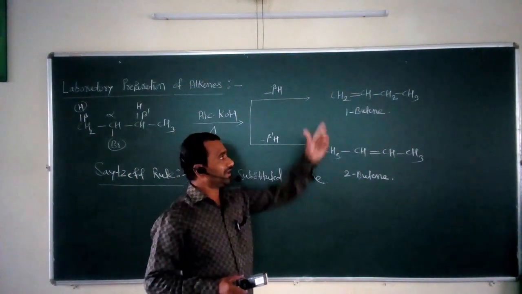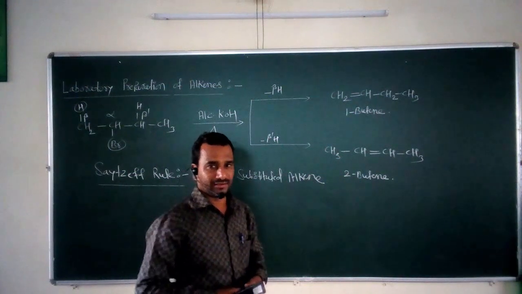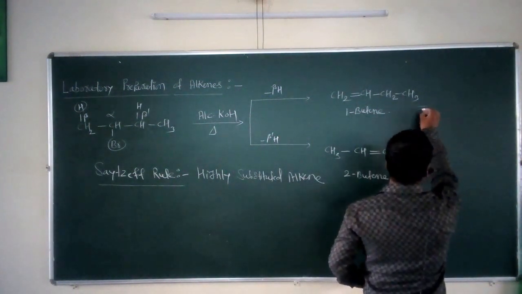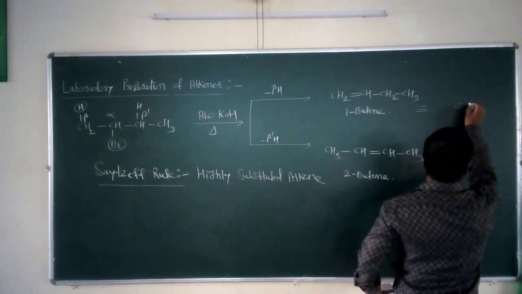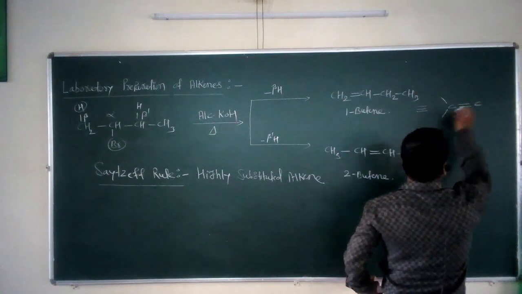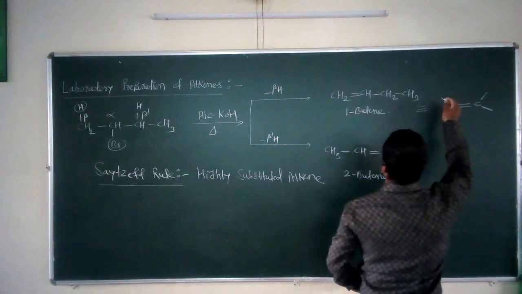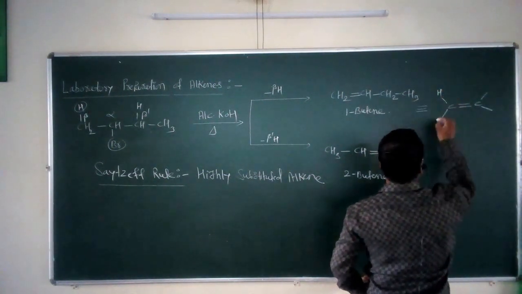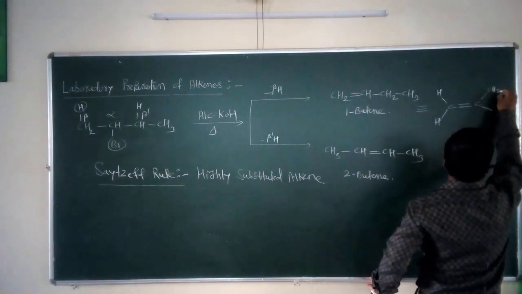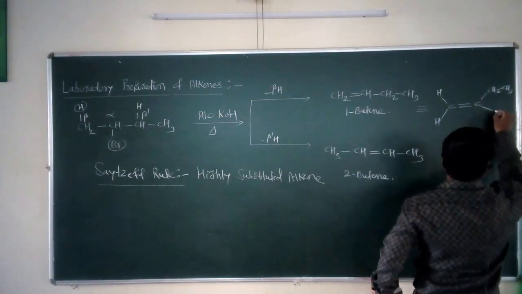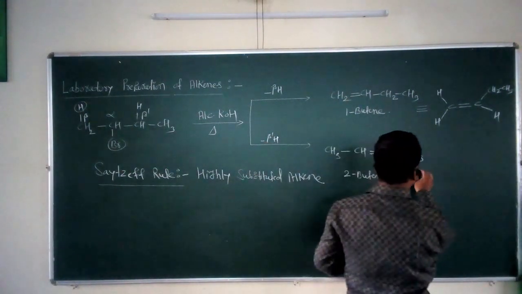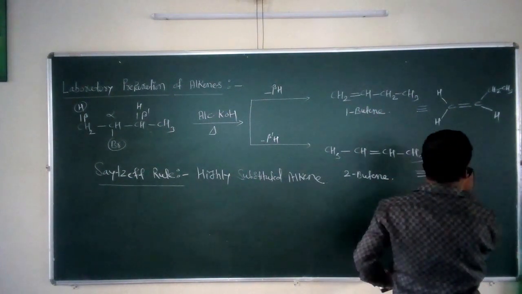For this purpose I write these two same products in a different way. I write this as C=C. I draw the same molecule like this. This is hydrogen, this is hydrogen. This is CH2, CH3. This is H. The second, 2-butene, may be written in this form, C=C.